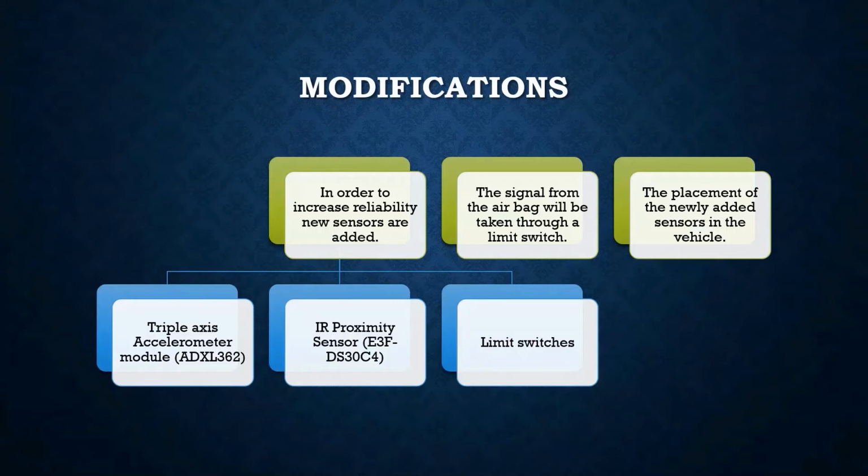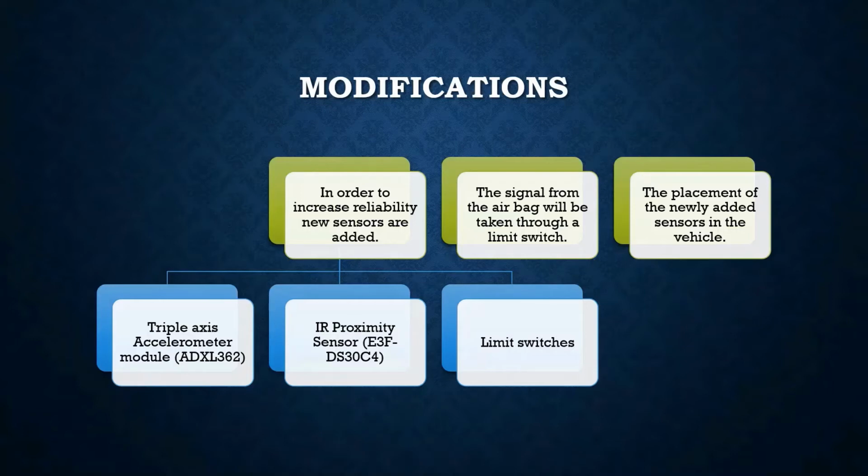The second sensor is the IR proximity sensor. From this sensor, we'll be able to identify whether the vehicle has been met with an obstacle. The third sensor is the limit switch. We have used the limit switch for 2 different purposes, and that will be explained further in the presentation.